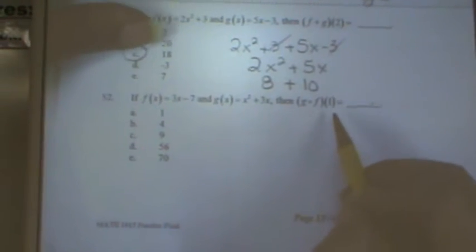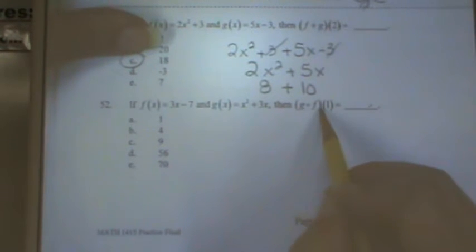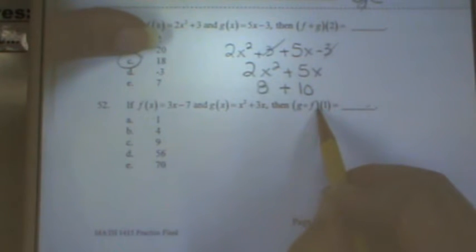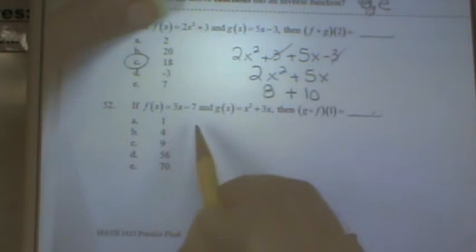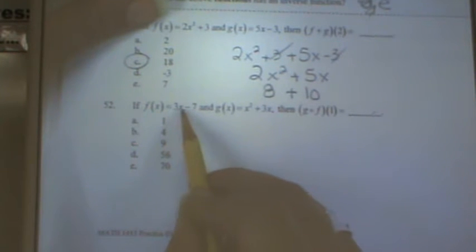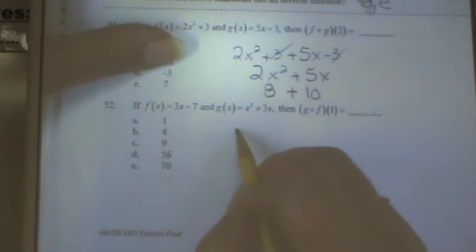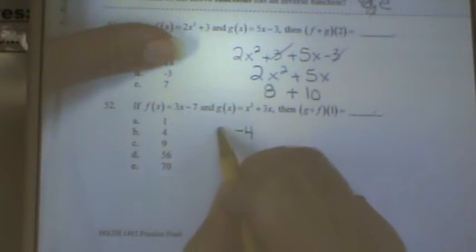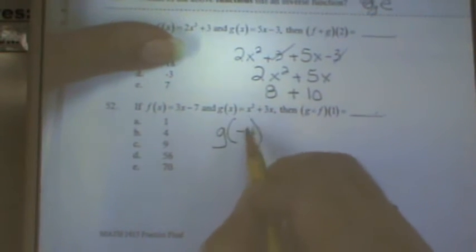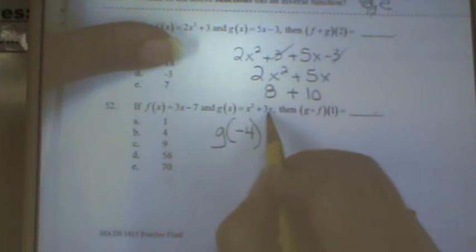This one is a composition. We want to plug 1 into the f function and evaluate it. If you plugged 1 into the f function, 3 times 1 is 3 minus 7 is negative 4. And then plug negative 4 into the g function. Plug negative 4 here, square it, and add 3 times negative 4. You get 4.